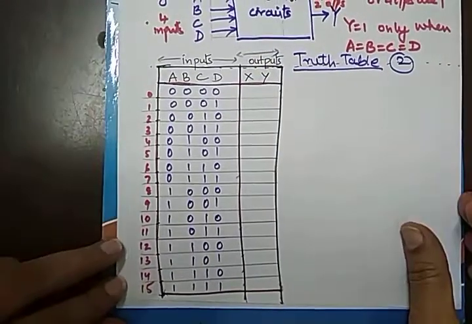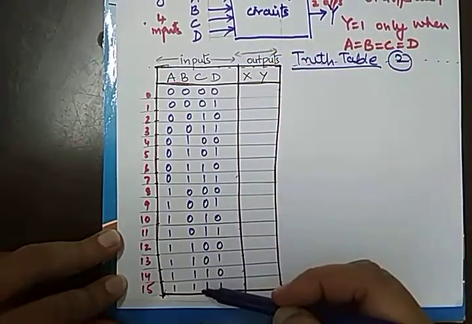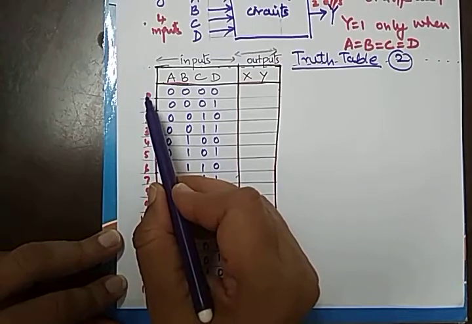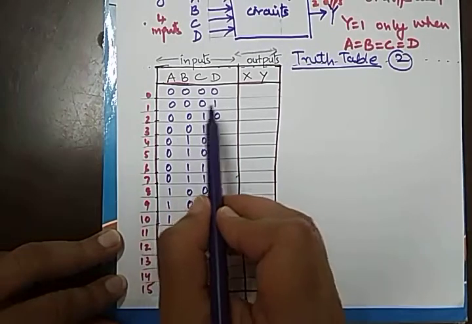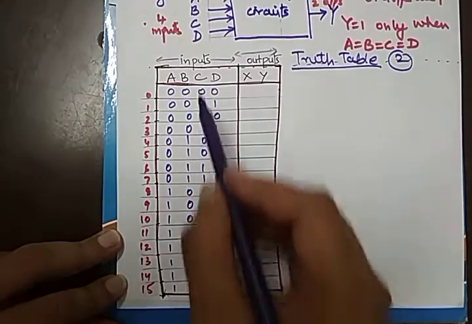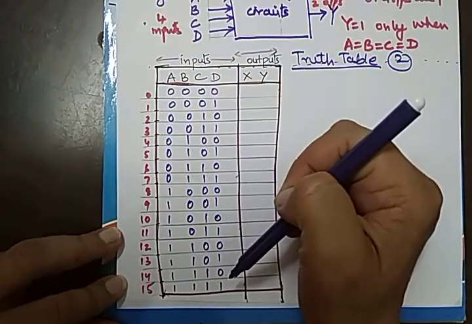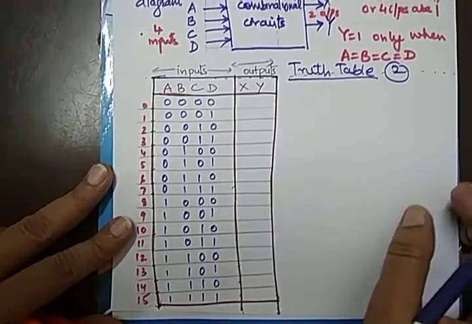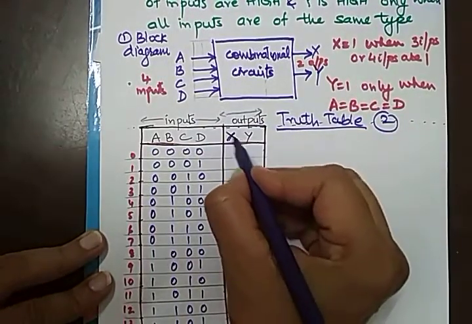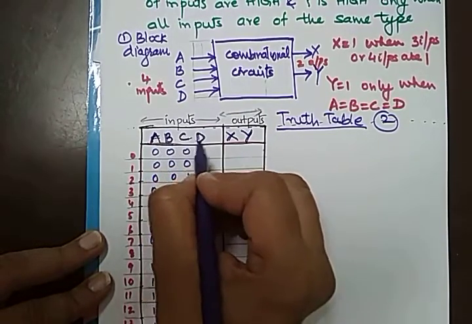We know by now that if there are 4 inputs A, B, C, D, the truth table will have 16 entries starting from 0, 0, 0, 0, which is the 0th combination. 0, 0, 0, 1 is the first combination, and so on. There are up to 15, so there are total 16 combinations. List the combinations in sequence. And now, with the help of the block diagram, keeping in mind the working, let us fill the outputs X and Y. We have the inputs A, B, C, D.